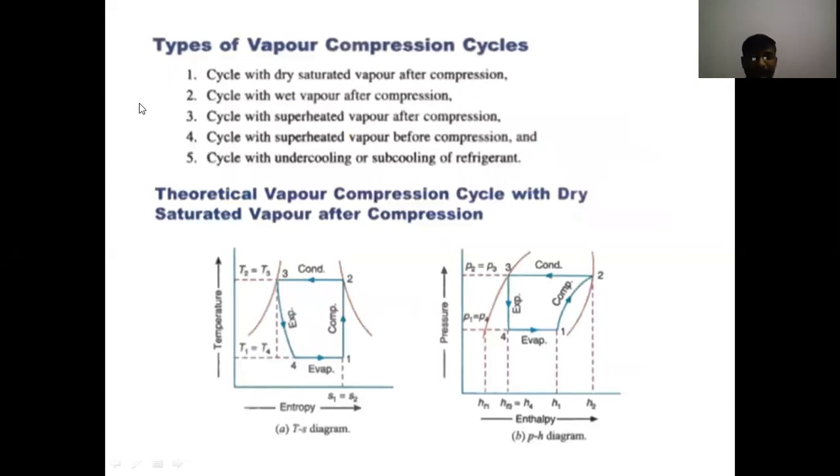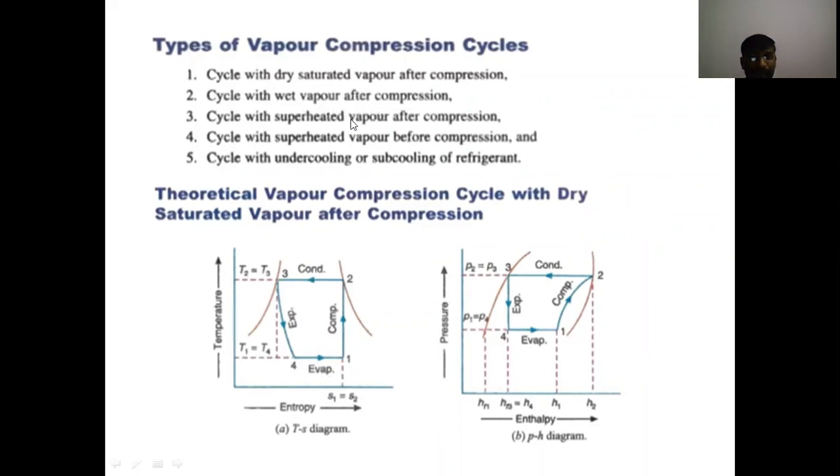I already explained what the types of cycles are. These are the types of vapor compression cycles, generally from the subject point of view. These 5 cycles we are going to study. First, the cycle with dry saturated vapor after compression, that is, after compression the condition of the refrigerant must be dry saturated. And the cycle with wet vapor after compression, where condition 2 is in the wet vapor. That is one type of cycle.